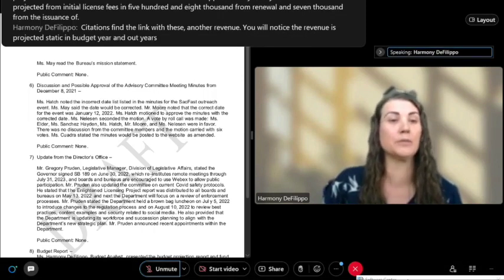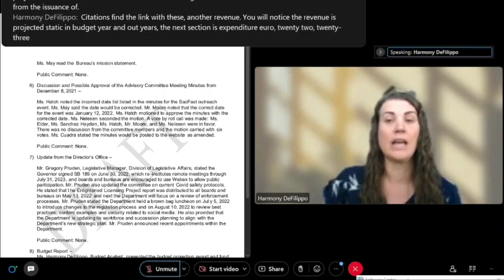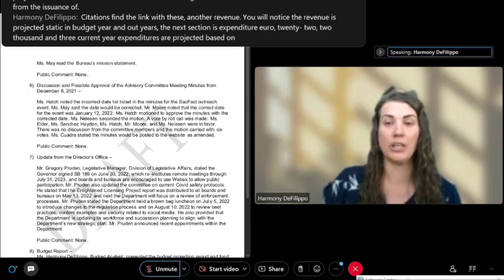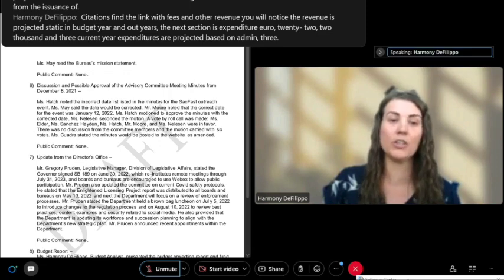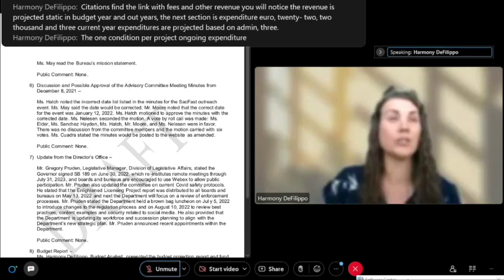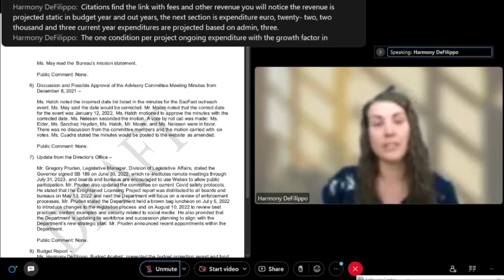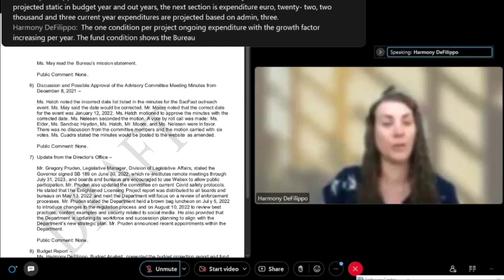The next section is expenditures. The Bureau's 22-23 current year expenditures are projected based on FM3 projections at $711,000. The fund condition projects ongoing expenditures with a 3% growth factor increasing per year. The fund condition shows the Bureau fully expending its appropriation ongoing.